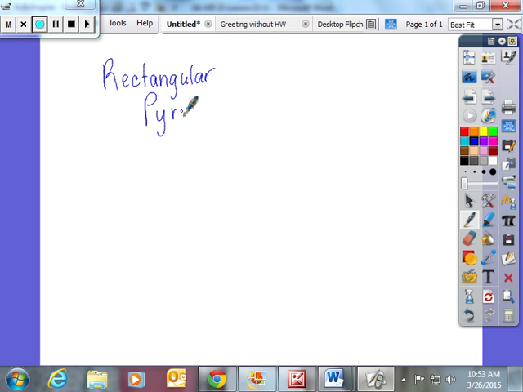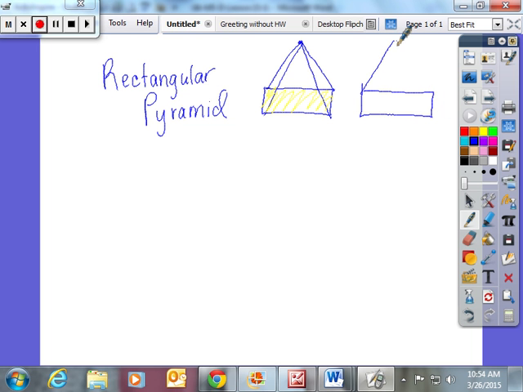Okay, remember, a pyramid is named by its base. So I'm going to start with a rectangle. From this rectangle, I'm going to draw a point, and I am going to connect all of the points up on top to my rectangle. If I was going to draw a net to this, I would start by drawing my base, and then off of this rectangle, I would draw all of the triangles that would fit. Okay? And the last one, I'm going to do a square pyramid.